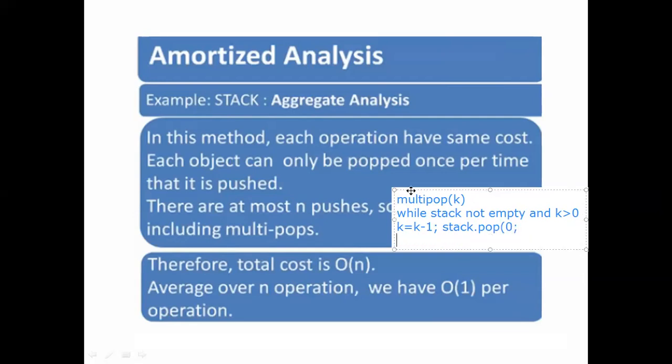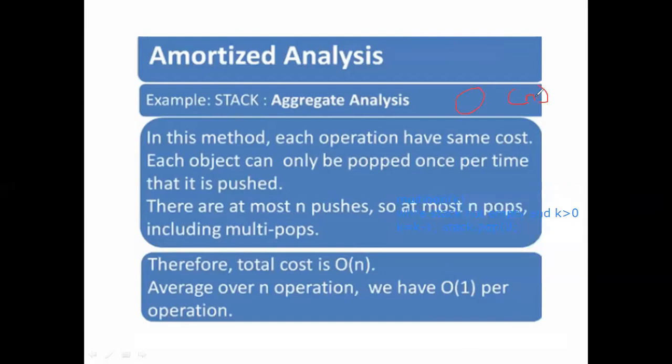Look at the pseudocode here. It is easy to see that this is not a constant time operation. In this multi-pop, the loop can run at most n times, where n is the size of the stack. So the worst running time of multi-pop is big O of n.